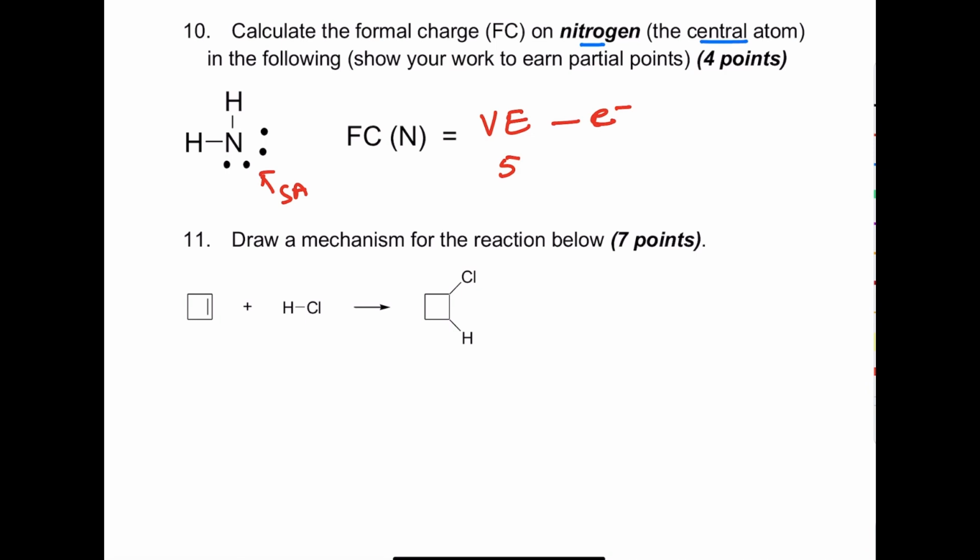So in this case, we have here 1, 2, 3, 4, and then for each covalent bond, we count 1 electron. So another 1 and 1. So 1, 2, 3, 4, 5, and 6. Therefore, this nitrogen has 6 electrons, so minus 6. And that gives you minus 1. Therefore, this nitrogen has a formal charge of minus 1.